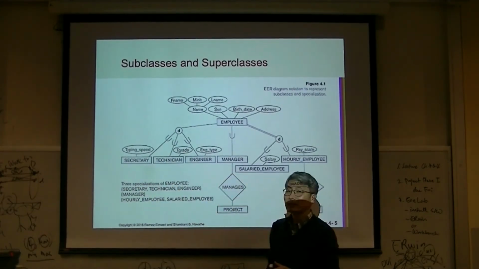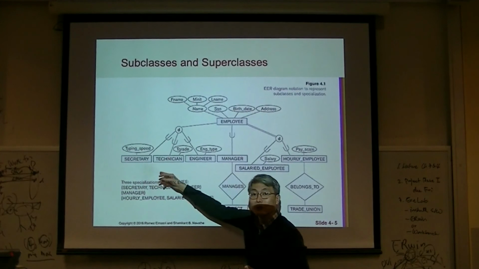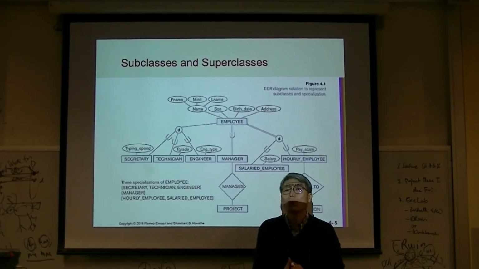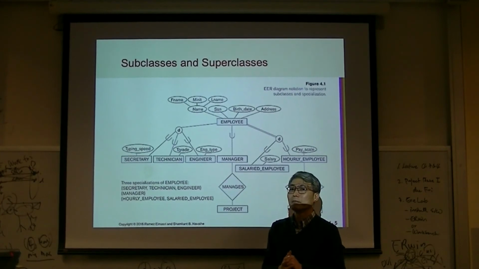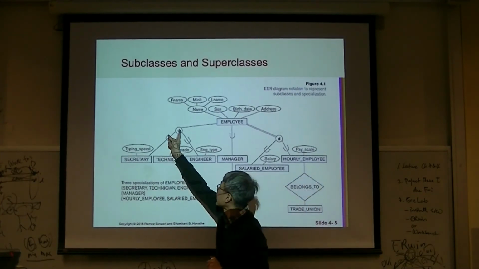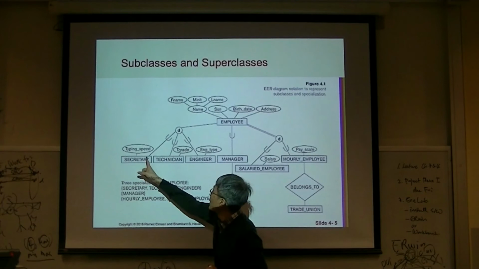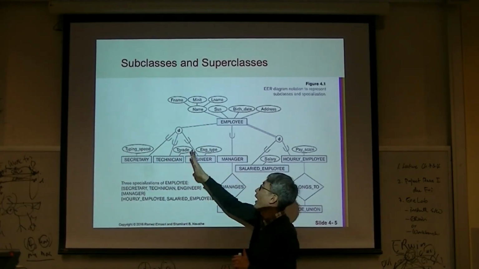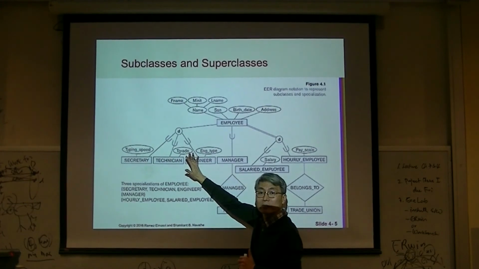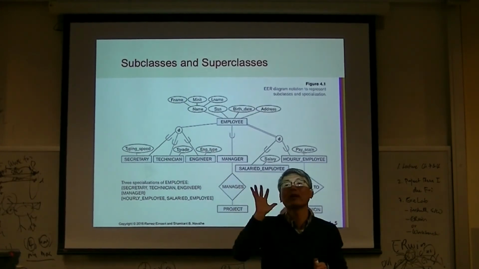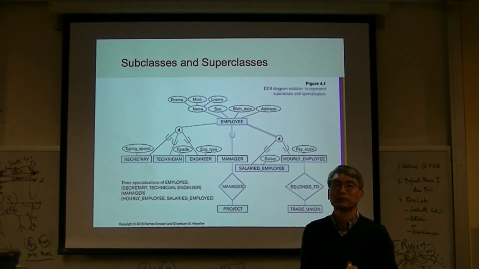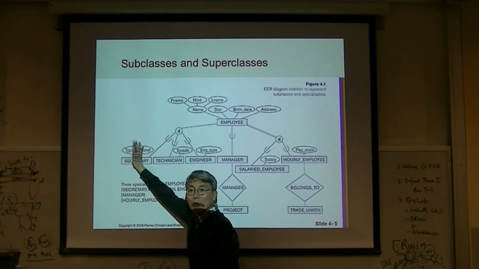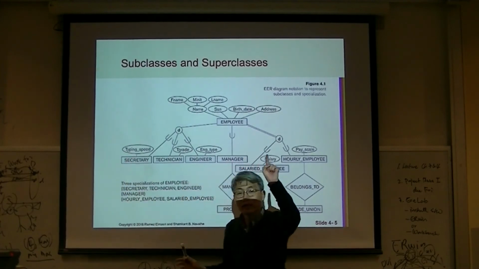Okay, so take a look at the first one. Is it disjoint or overlap? Disjoint, which means secretary or technician or engineer. Is it mandatory or optional? Optional, which means there might be an employee who does not belong to anything. That's the first.